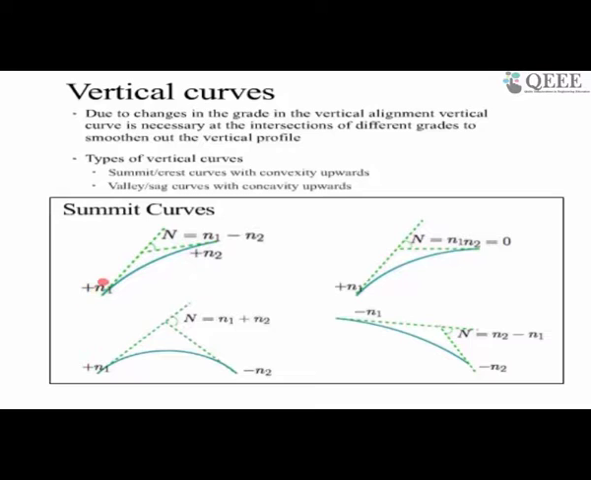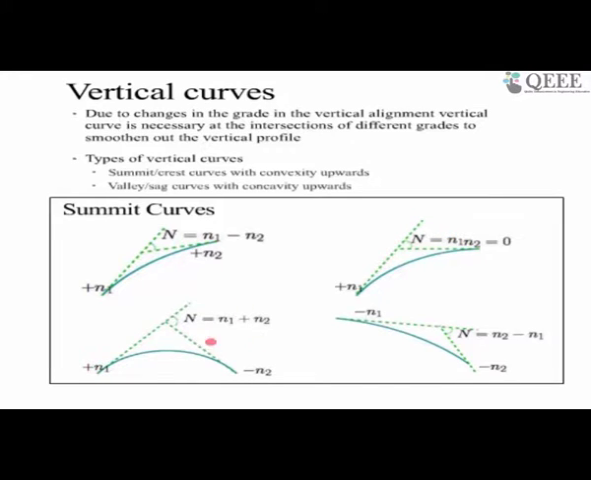So in this case, the positive n1 means the ascending gradient is steeper than the other ascending gradient, which is n2, when the grade changes. So definitely the difference is going to be positive. In the second case, the positive gradient is meeting with a flat gradient, which is 0, so n2 is equal to 0. So definitely the difference is n1, and n1 is positive, so it is a summit curve.